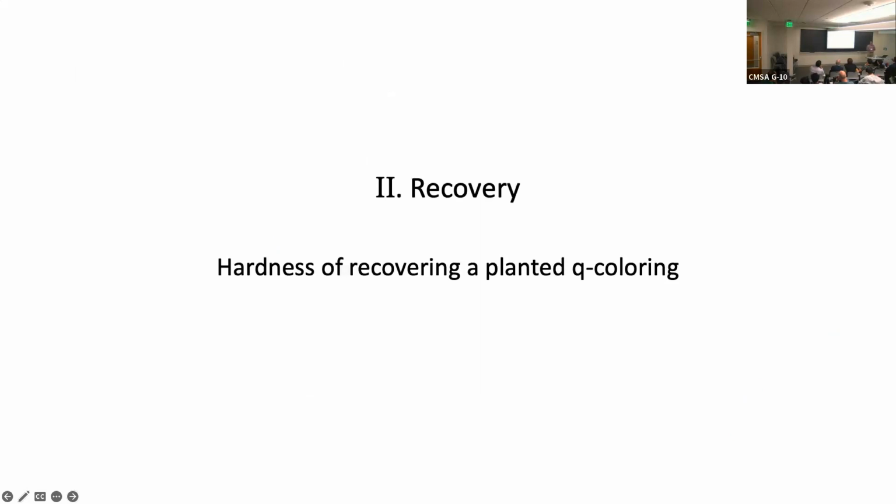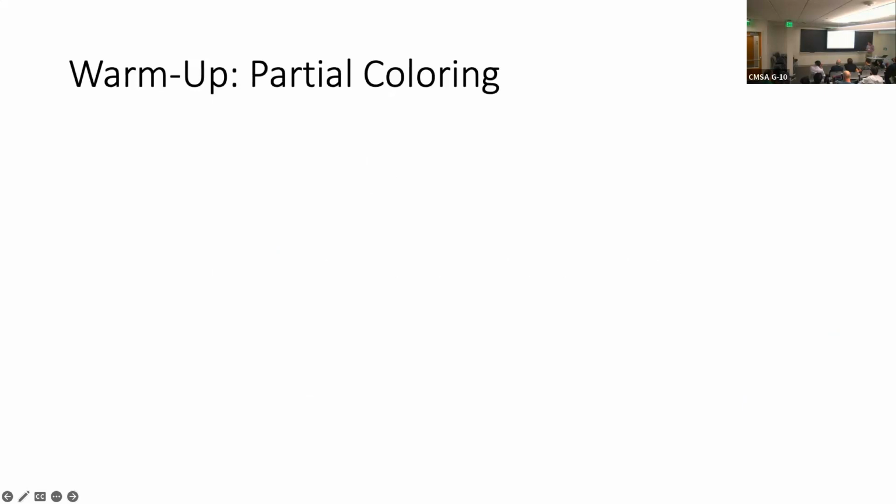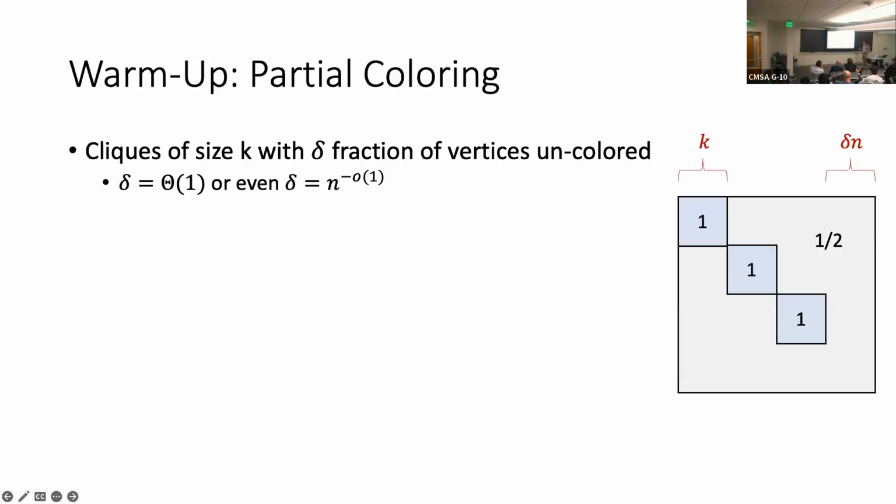All right, so now I've outlined the strategy to use, and now we're going to actually try to do it. So let's start with the recovery problem. Okay, let's take a slight tangent to an easier problem, which is partial coloring. So let's imagine for a second that the cliques don't cover the entire graph. I give you some graph where most of the vertices are partitioned into cliques, but not all of them, maybe some constant fraction, say.